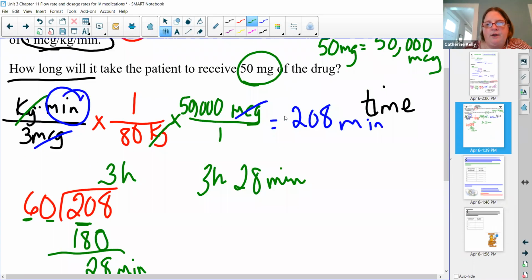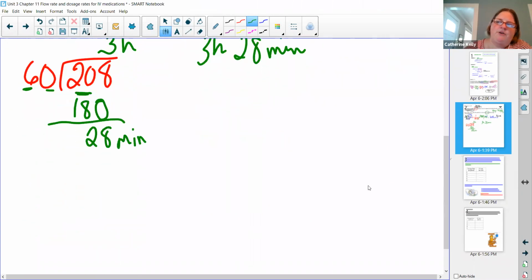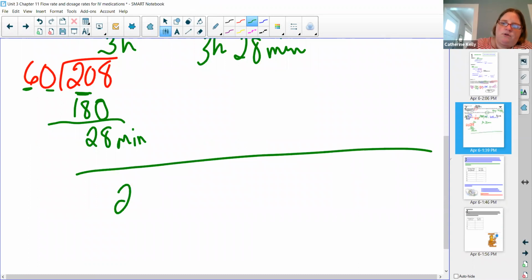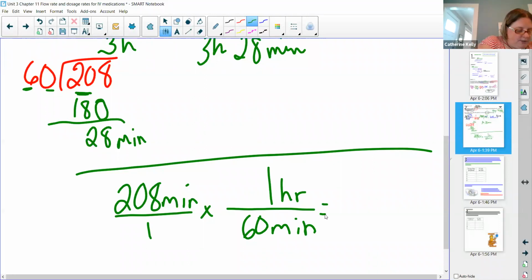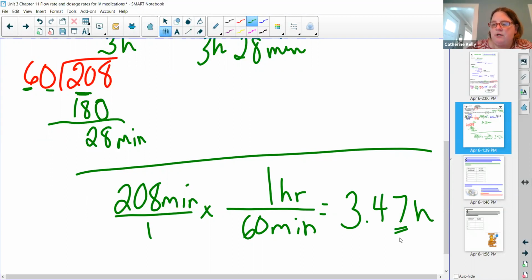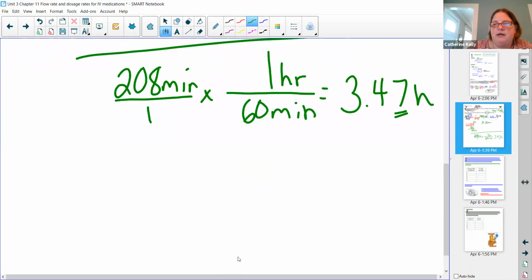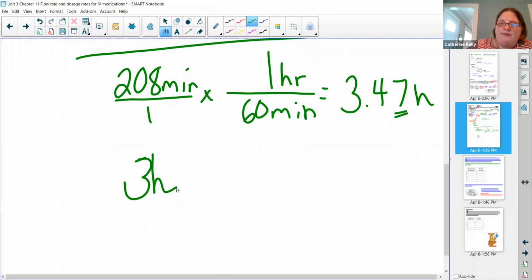Now there is another way to do it. If you don't like that, you can take your 208 minutes and convert it into hours by dividing by 60 minutes in an hour. So it would be 208 divided by 60, and it'll be 3.4667. So 3.47 hours. Always go out to the hundredth with this, because then it'll give you a more accurate number. So it will be 3 hours, and then you have 0.47 hours over 1.